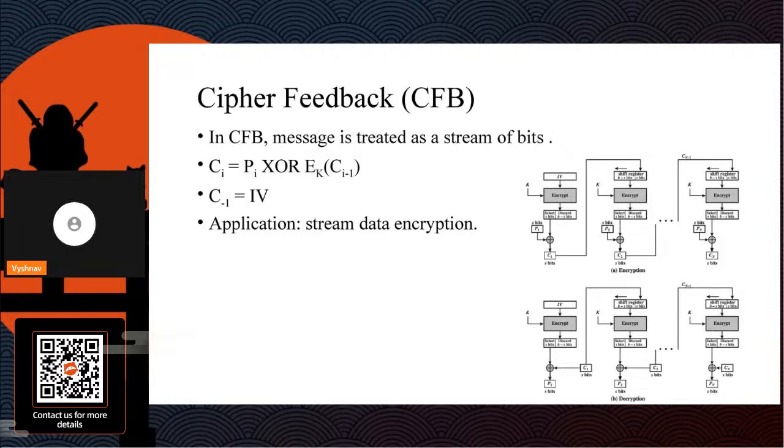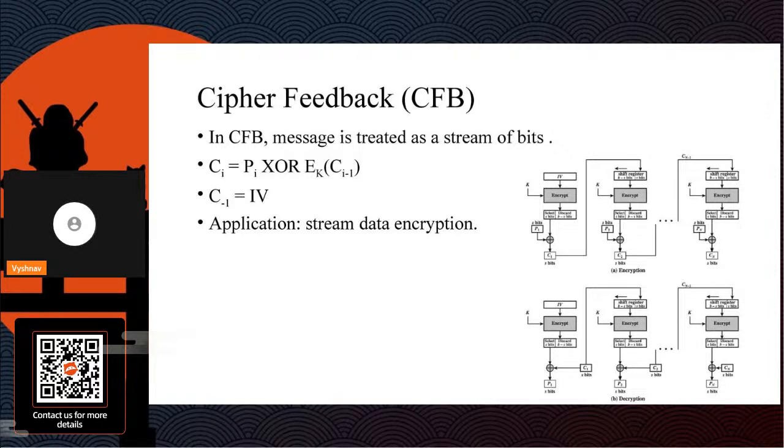So basically, the IV is encrypted with a key to get the S bits. These S bits are XORed with plain text 1 to get the ciphertext, which is of S bits. In addition, the contents of the shift register are shifted left by S bits, and C1 is placed in the rightmost S bits of the shift register. This process continues until all plain text units have been encrypted.